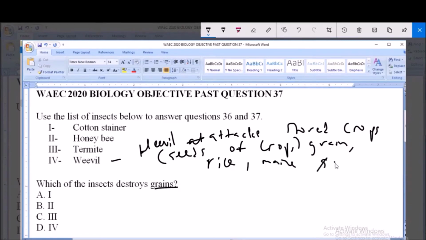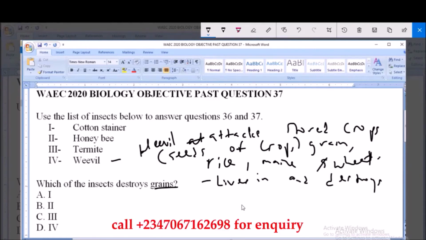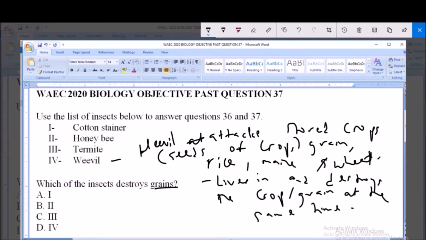maize, and wheat. So the weevil specifically is known for destroying grain, and another feature of the weevil is that it lives in and destroys the crop, in this case grain, at the same time. So as we've established, option D, which is weevil, is the correct answer to this question.